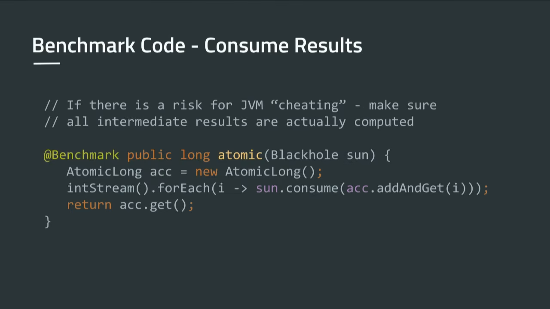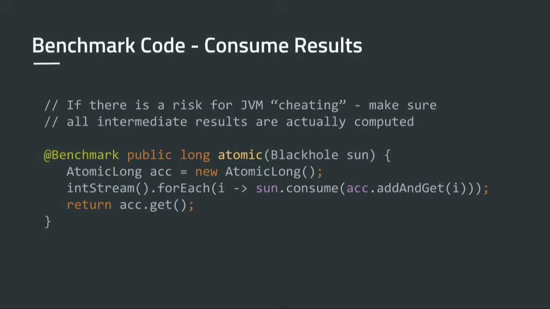As you saw, what we do there is that we return values from those methods. Obviously, returned values do escape the method, so that's not a problem. But it could potentially be a problem that all the intermediate results could also be optimized away. Since we use a predetermined stream of integers, actually it's a constant that you are computing, so in theory it could be collapsed into a constant.